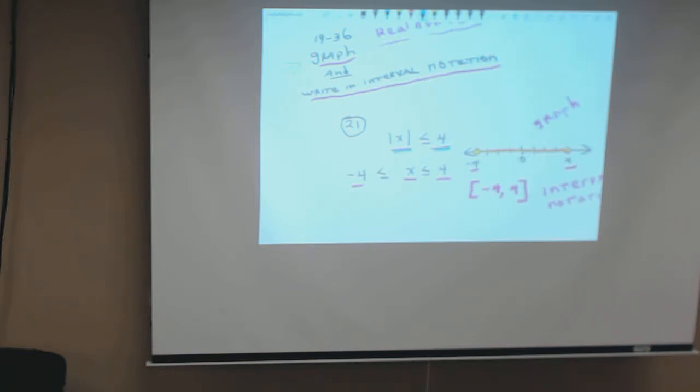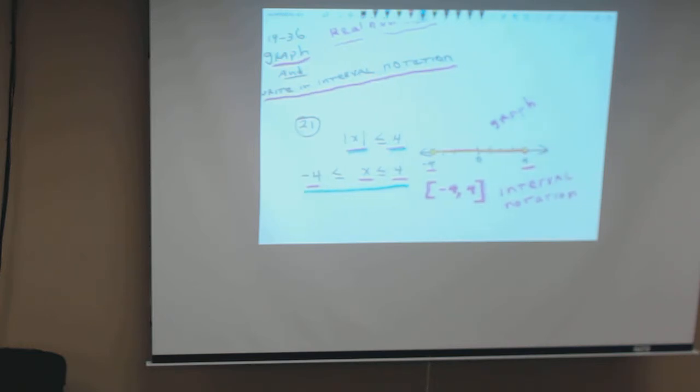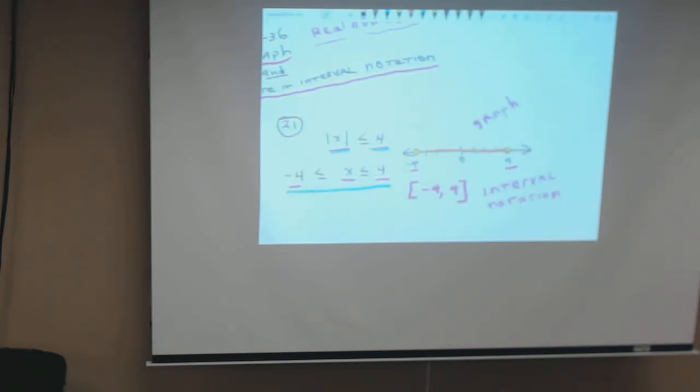So I know from page 351 or 352 that I write it like this: x is between -4 and 4. And if I'm going to graph that, then I'm going to put a dot at -4 and a dot at 4. And what am I going to do? I'm going to connect the dots.